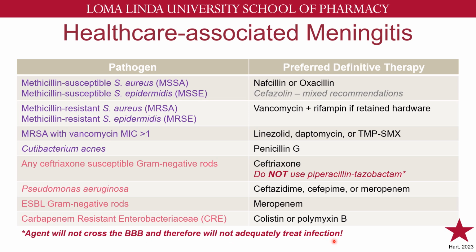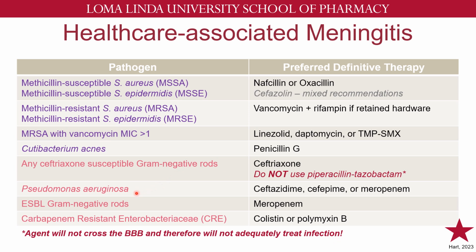So for that reason, MIC alone for any infection is not an indicator that if something is susceptible, then this agent will work. We always have to think about the agent pharmacokinetically. Will that agent get to the site of infection? Because it won't matter how susceptible the organism is to it. If the agent is not going to get to the site of infection, it's not going to be of any use for us.